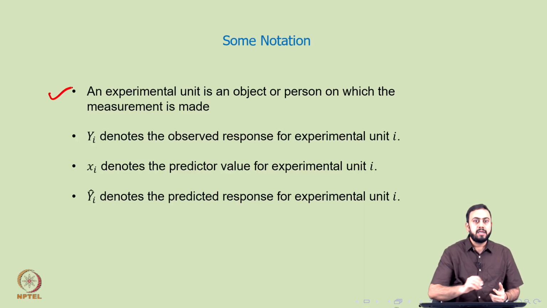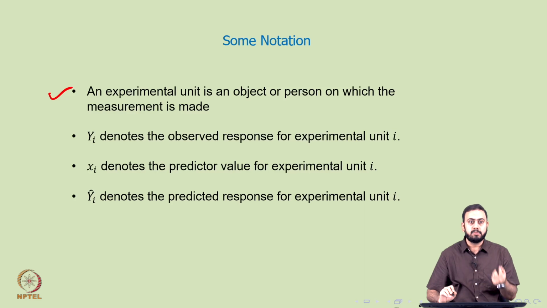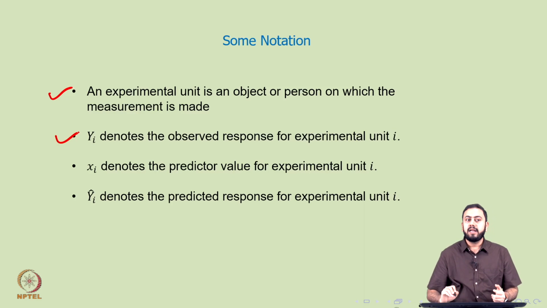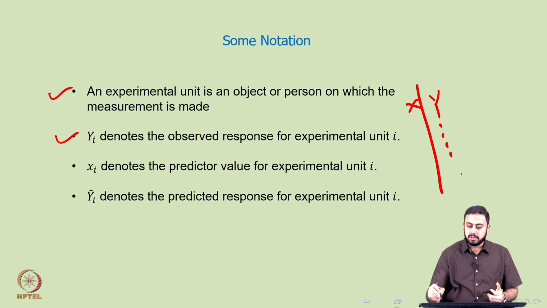Okay, so some notations apart from X and Y before we delve into the actual model. First, an experimental unit. Nothing difficult here. An experimental unit is an object or person on which the measurement is made. Now the first notation is Yi. Yi denotes the observed response for experimental unit i. So far we've been dealing with variable Y, right? Now let's say this is the data set X and Y, and how many observations you have? You have i observations in each.